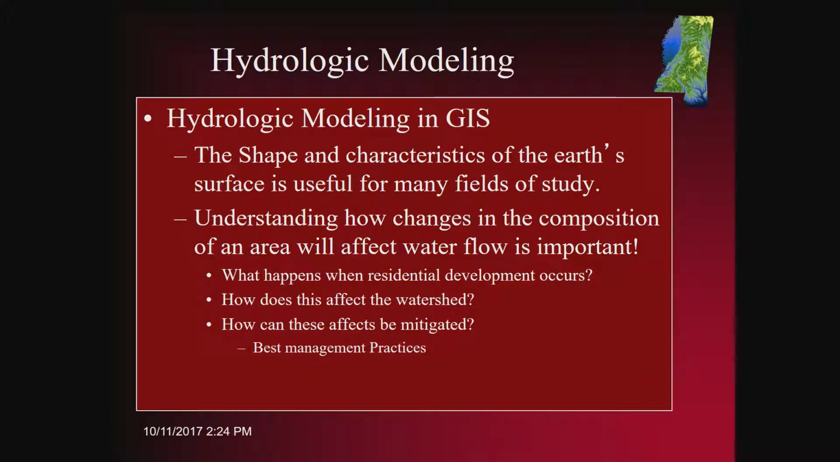We want to model what happens when a residential land cover is built in that area. How is it going to affect runoff of water on that watershed? How can these changes be mitigated? What can we do to change it? And if we do make a little change, what's that effect going to be? It would be nice if we could actually model that.